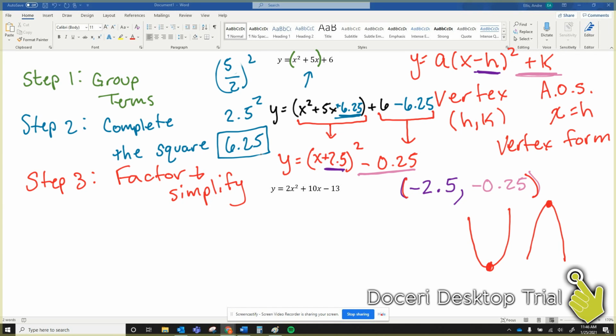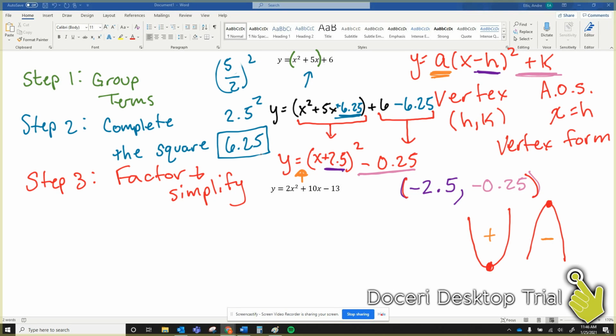To tell whether our parabola opens up or down, we look at the A value. If A is positive, it opens up because positive people smile. If it opens down, that means our A value was negative, just like negative people frown. So looking in my problem, I don't see a number up front, meaning there's a 1 there. And since it's not negative, it must be positive.